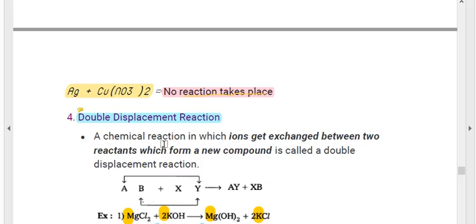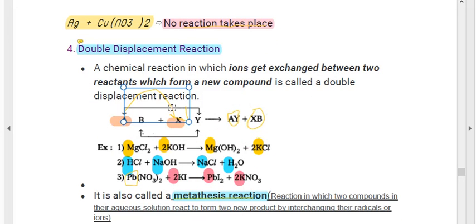See, a chemical reaction in which ions get exchanged between two reactants, which forms new compounds, is called double displacement. See, the ion of this compound and the ion of this compound displace each other, and here new compounds form. This is called double displacement reaction. See, this is the way of writing a double displacement reaction.